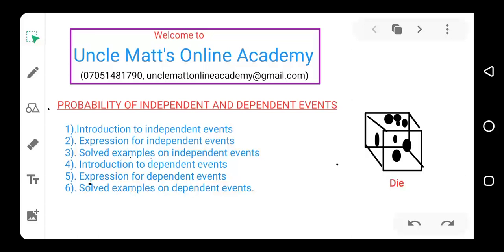Today we have probability and we want to continue from where we stopped in the last lesson. In the last lesson we talked about independent events, and we said that independent events is where the outcome of the first event affects the outcome of other events. That means that if we have two events, what happens in the first event will affect what will happen in the second event.